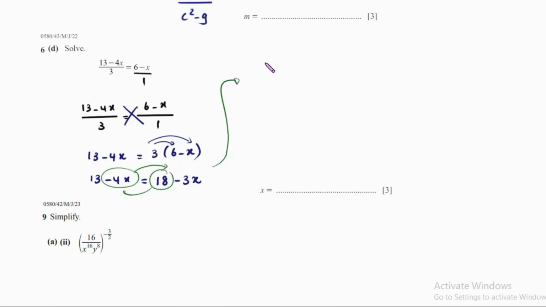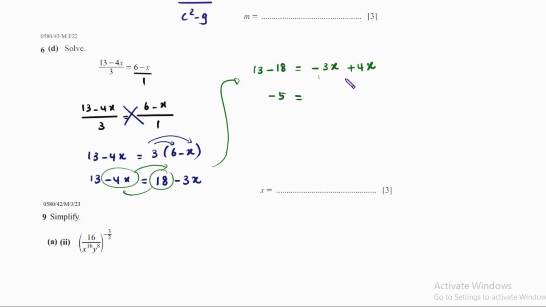So when I do that, I get 13 minus 18, because the plus 18, when it goes to the other side, becomes minus 18. I already have minus 3x here. The minus 4x, when I take it to the other side, becomes plus 4x, which means 13 minus 18 is equal to minus 5.